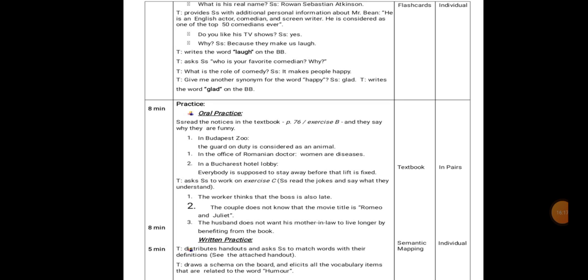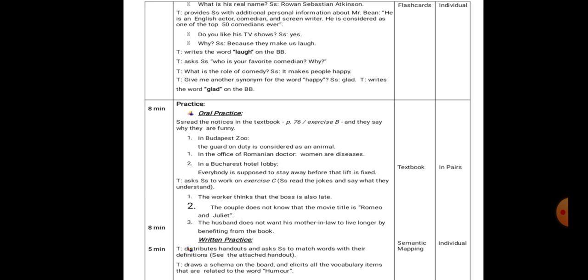We are dealing with characters, so we use flashcards or images. So let's go quickly to practice. We have 8 minutes. The time is 8 minutes, and another 8 minutes, 16 minutes.